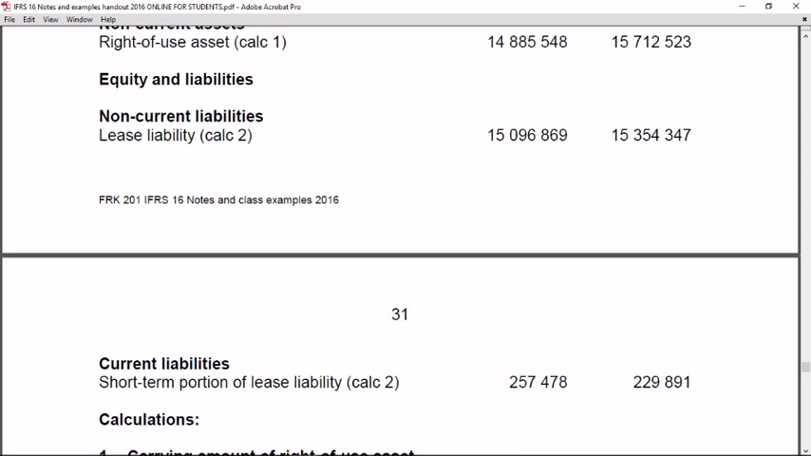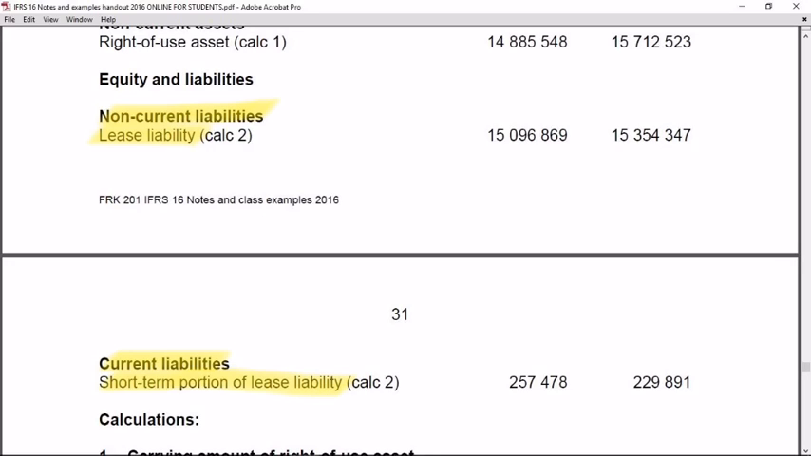If you now refer back to the line items on the face of the statement of financial position, we have to separately present the lease liability. Under non-current liabilities, we have a lease liability balance, but if you look at the solution, we also have a portion under the current liabilities heading, and that is referred to as the short-term portion of the lease liability.